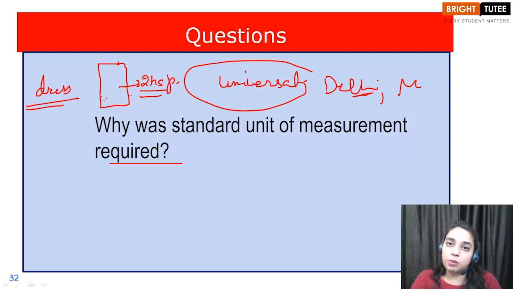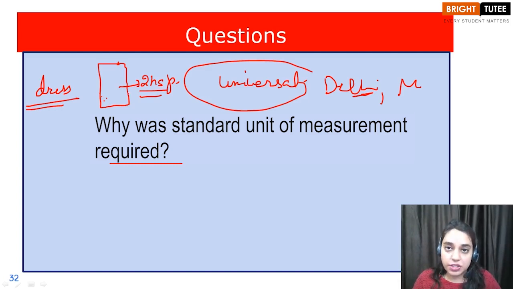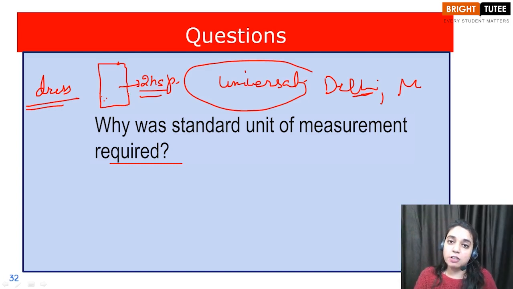So the tailor will cut your dress around 2 hand span of his dimensions, his hand. And when you receive the dress, it will be a disaster, right? Because the size of your hand span will be really different from that of the tailor's. So children, we need a standard measurement.